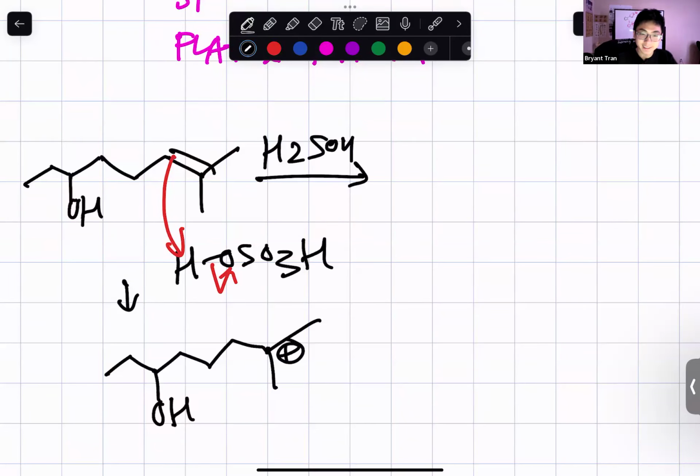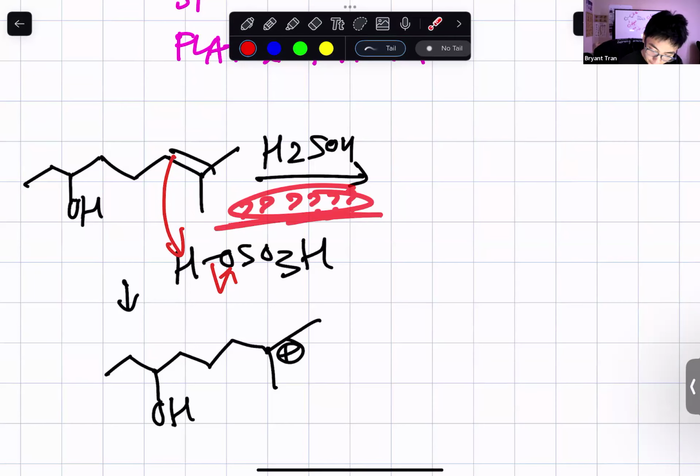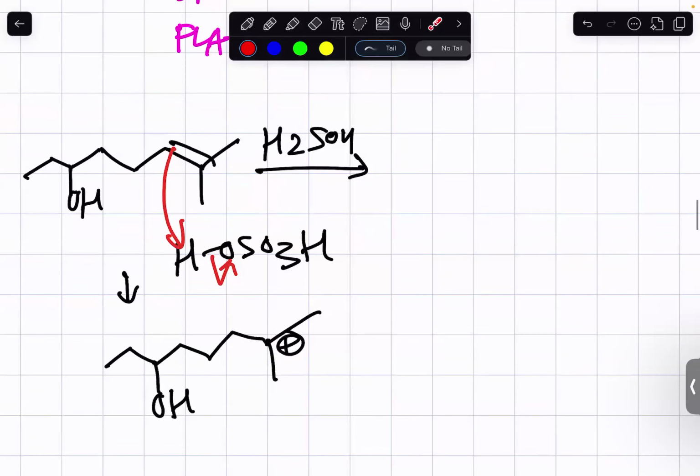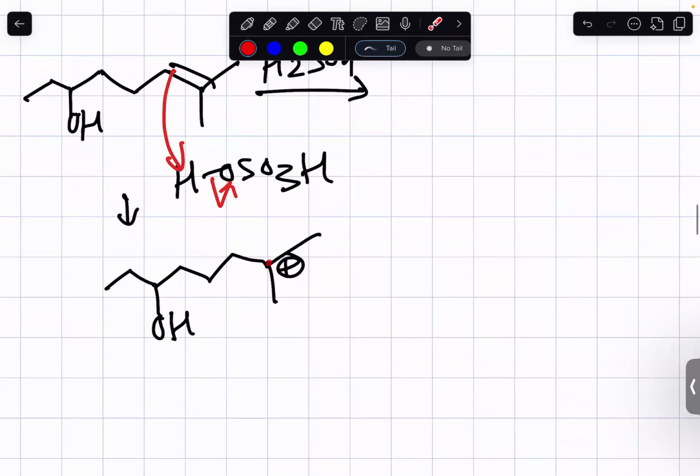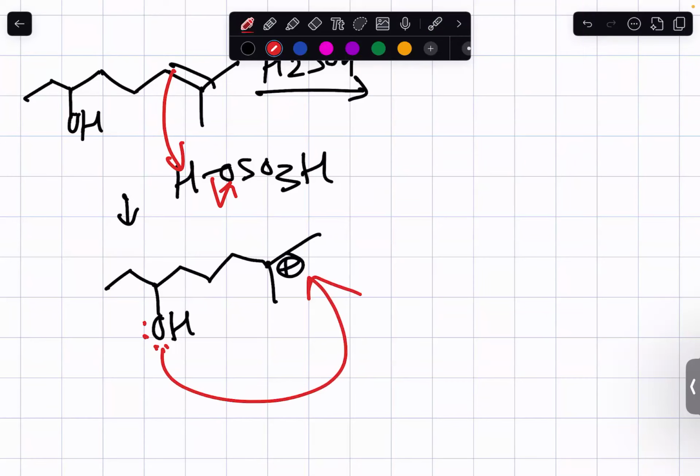Okay. And then after that, there's no water or alcohol here, so we can't use that to attack this. But there is a water or alcohol somewhere in the original reactant molecule. I want to say the OH and the carbocation are going to join together. Yep. And then it's going to form that ring.